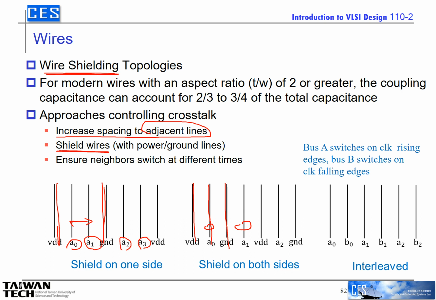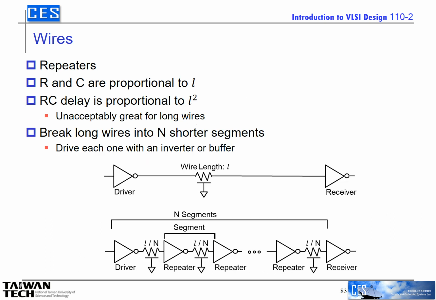Okay, and then finally, we have some topics. Although those topics are quite important, they are just for your information. So as we can see, the R and C are proportional to the length of the wire, which is L, and the RC delay is proportional to L squared. So L represents the wire length, the length between two components.